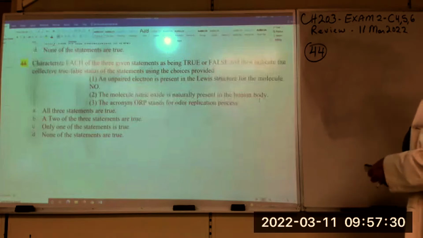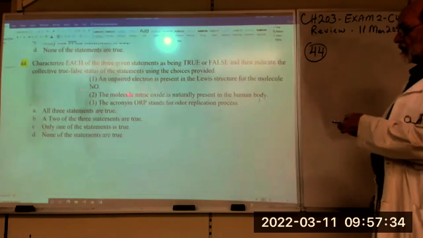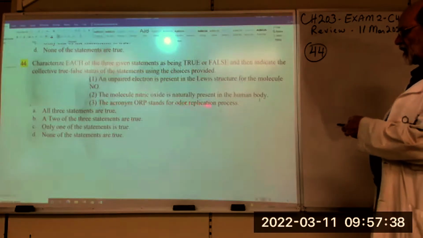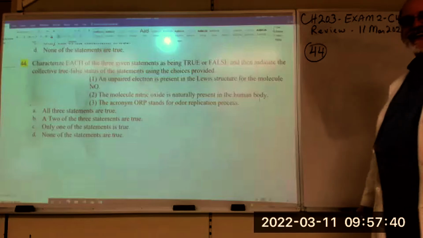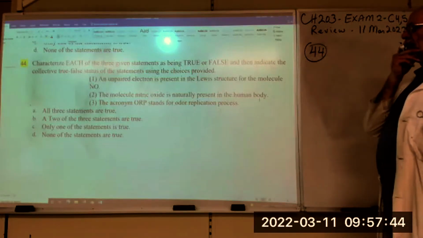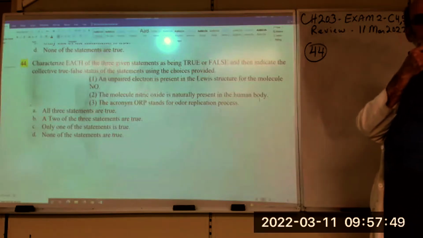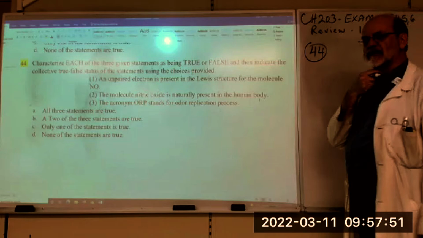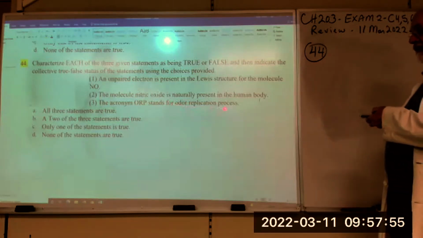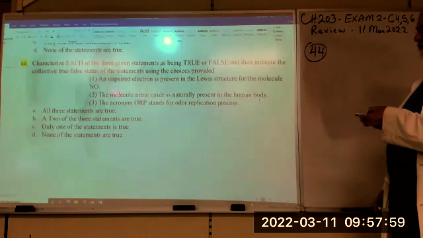Anyway, let's see. I must have accidentally hit a button. So this one's true. The acronym ORP stands for odor replication process. No, I don't think so. What does it stand for? ORP. I bet that came out of your textbook because I didn't introduce it in class. You'd have to look that one up to find out what it is. But this is obviously not the right answer. So 2 of the above are true.